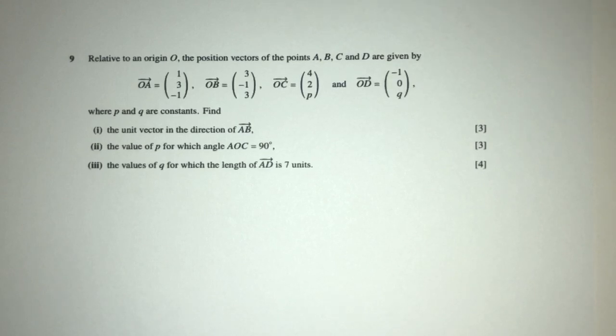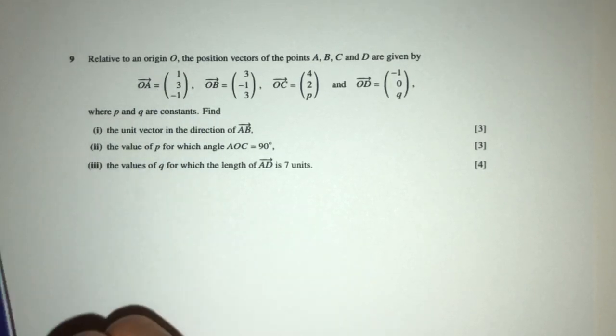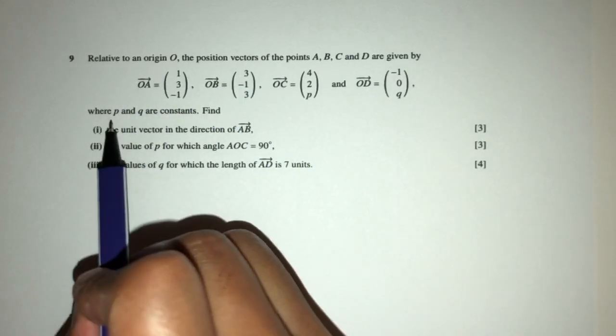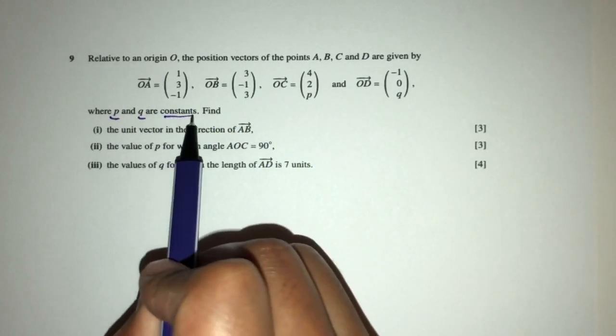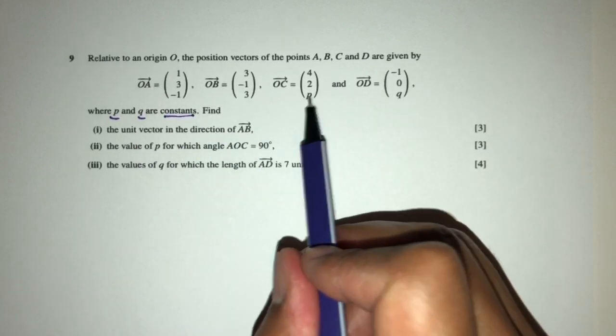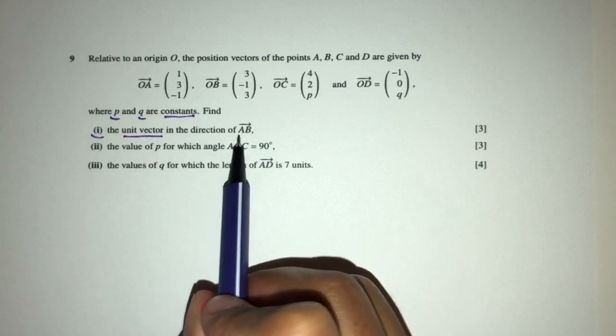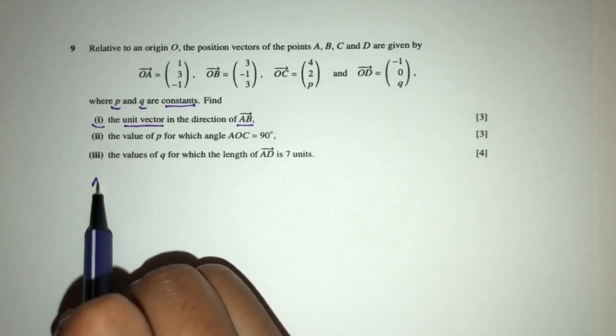Okay, so in this question we have, relative to the point O, the position vectors of A, B, and C are given to you by these as follows. Now, P and Q are constants that we have in these vectors. Right here we have P and Q. Now part 1, we have to find the unit vector in the direction of AB. So let's first find AB.